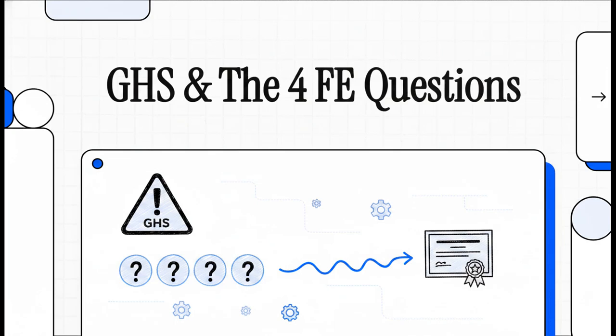Today, we're tackling a totally critical topic for anyone prepping for the Fundamentals of Engineering exam. And honestly, I'm going to give you a literal cheat code to absolutely ace the safety questions on this test. We're looking at the Globally Harmonized System, or GHS. By the end of this session, you'll have a foolproof, 4-question framework to effortlessly breeze through these questions on exam day. Let's get into it.